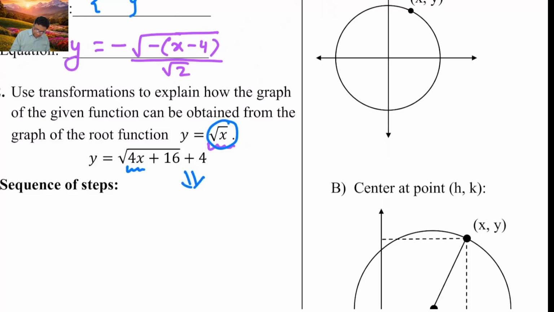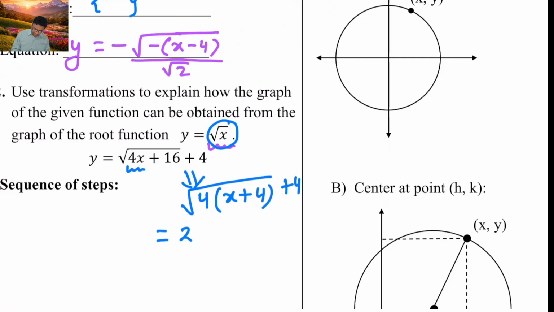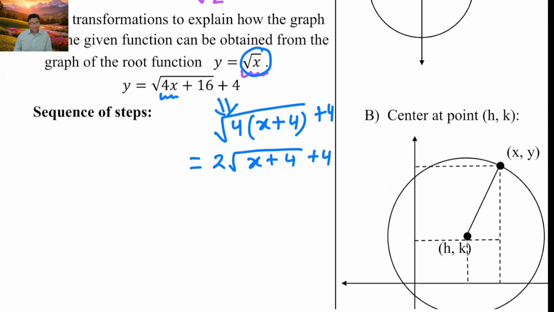So you should split that 4 out as a factor. So you factor out the 4. In parentheses, you have now x plus 4, and the whole thing is under the root sign. Plus 4, which can be then written as the under root 4 can be taken out of the root, 2 under root x plus 4 plus 4. Now you can write the sequence of steps.